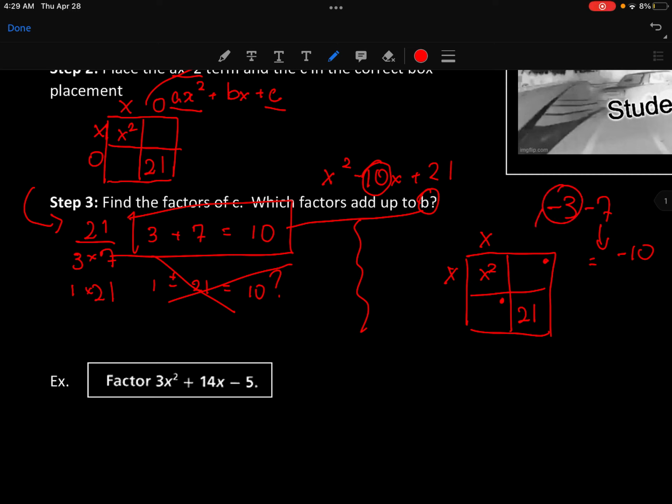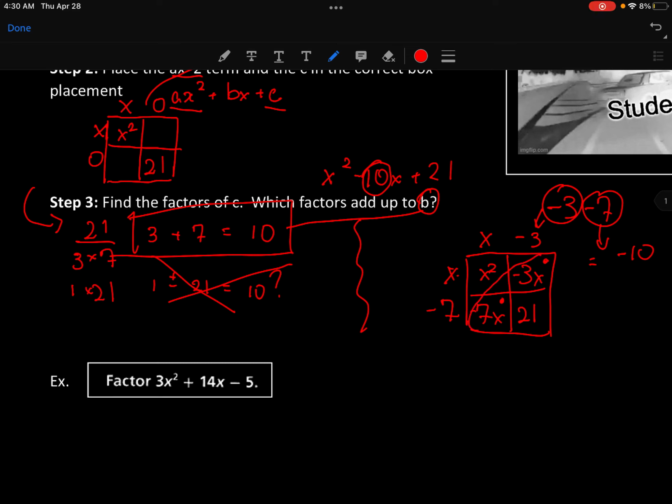Put this number right here. It can be x minus 3. And put the other number in the other side of the box. So now let's fill out the rest of the tabular. X times negative 3 is negative 3x. X times negative 7 is negative 7x.